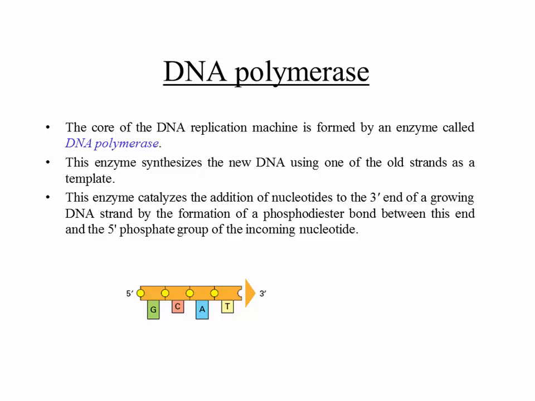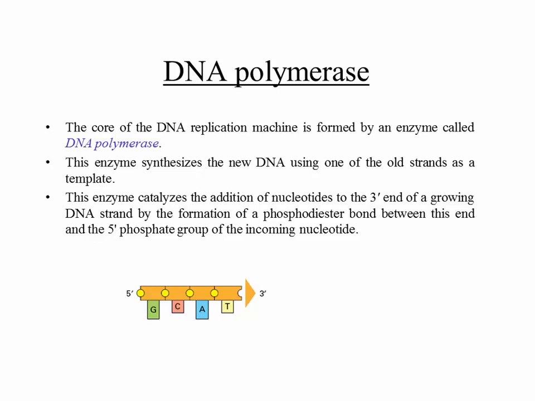So this enzyme catalyzes the addition of nucleotides to the 3' end of a growing DNA strand. This is the 5' end of the DNA strand, this is the 3' end. So DNA polymerase will cause growth in this direction. The next nucleotide will be added here and then the next one here and so on. So it will grow only from the 5' to the 3' direction. It does not grow in this direction. You cannot grow like this.